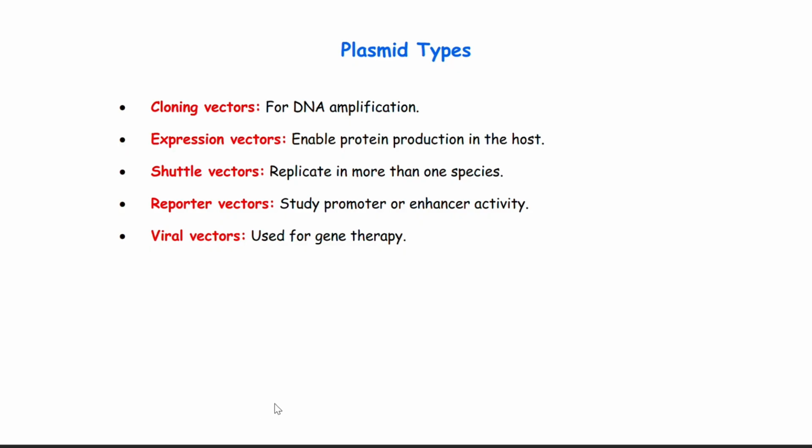Plasmids are made for different types of functions or jobs. Cloning vectors just make many copies of the gene. Expression vectors not only copy the gene but also make the protein from that gene. Shuttle vectors move easily between different species. Reporter vectors help us study how active a promoter region is. Some plasmids are changed into viral vectors for gene therapy in medicine.